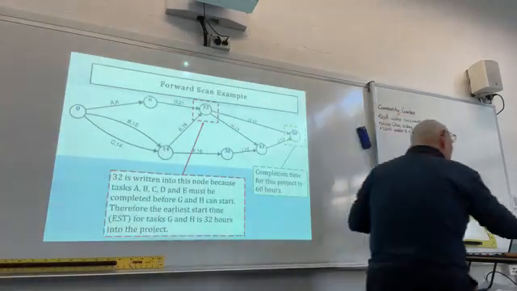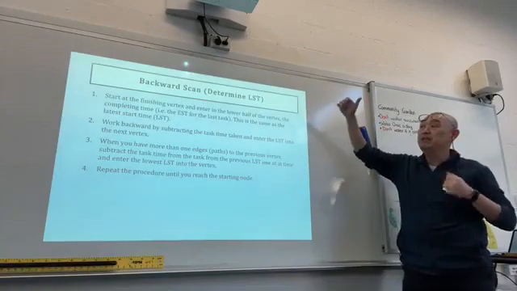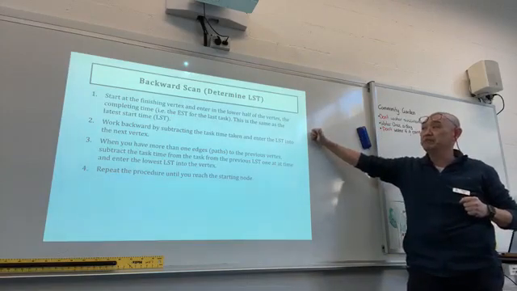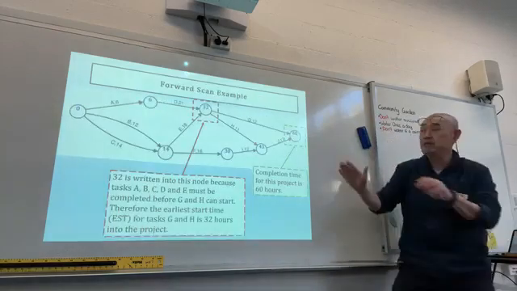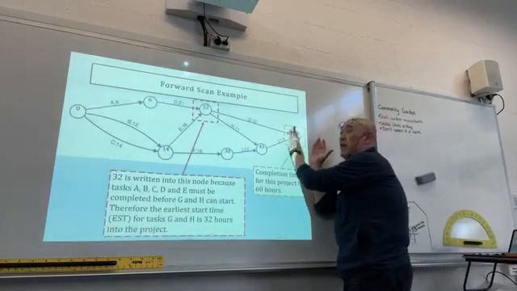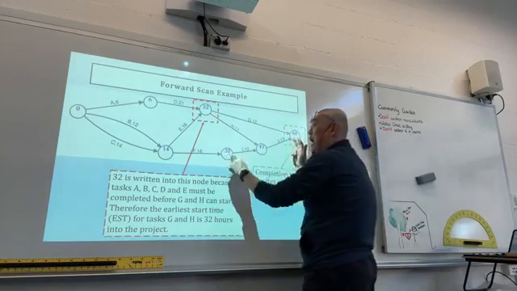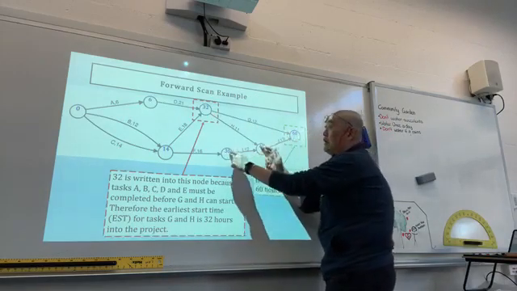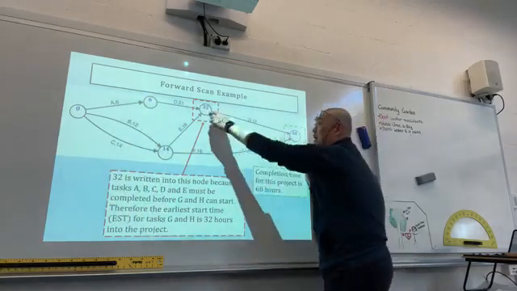All right, let's think about how we do it. So backward scan to determine the latest start time. You start at the finishing vertex. So you start from this end, you slowly scan backwards. Look at all the durations, and you have to ignore the early start time. You are going to work out the latest start time.